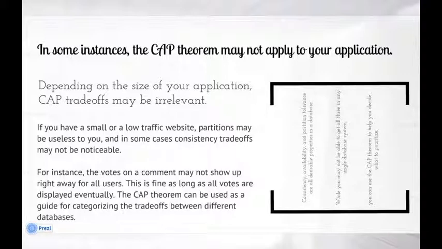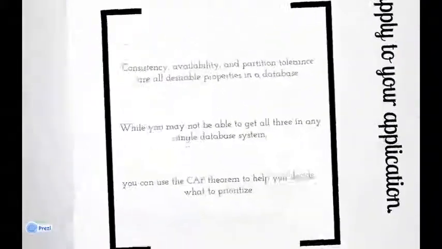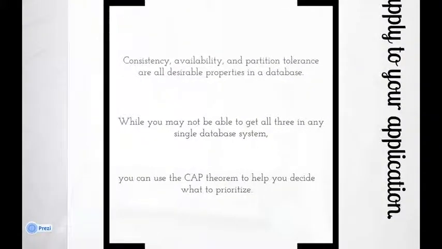The CAP theorem can be used as a guide for categorizing trade-offs between different databases. Overall, consistency, availability, and partition tolerance are all desirable properties in a database. While you may not be able to get all three in any single database system, you can use the CAP theorem to help you decide what to prioritize.